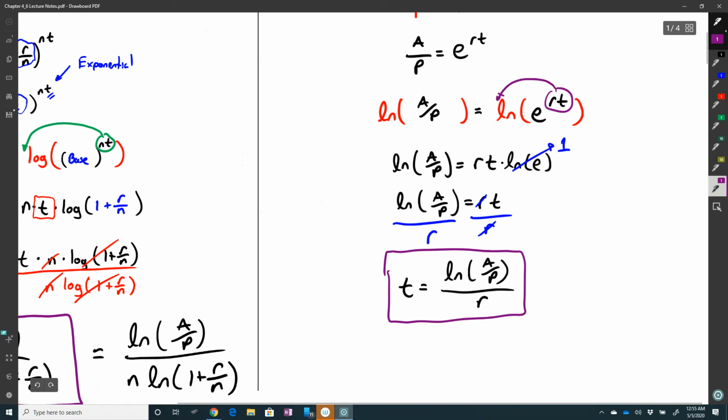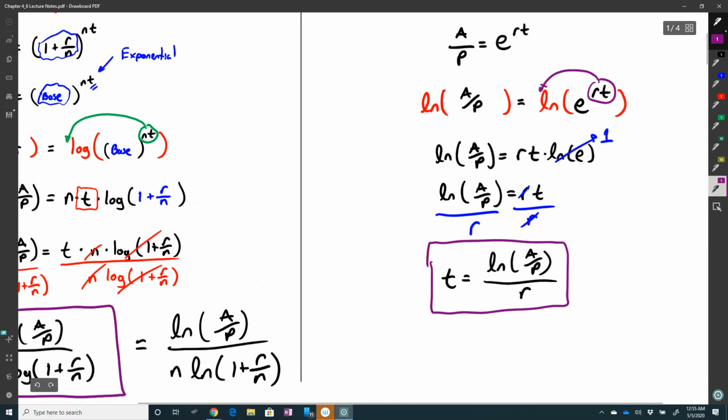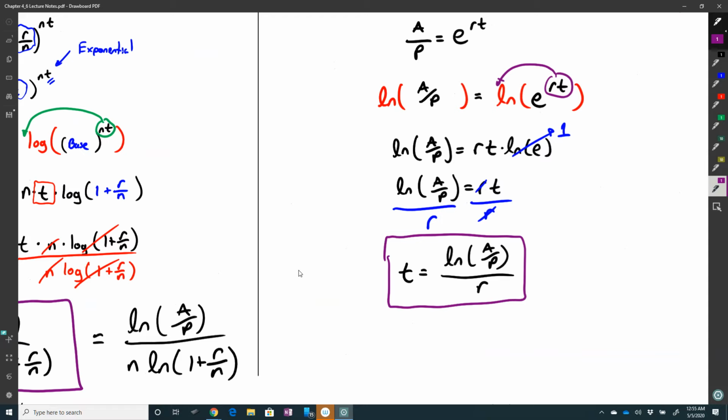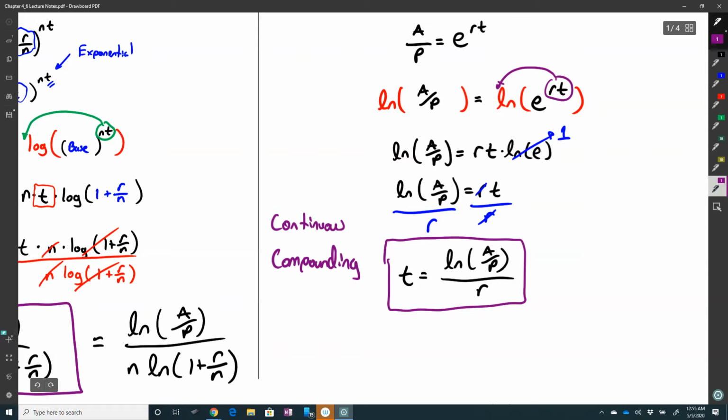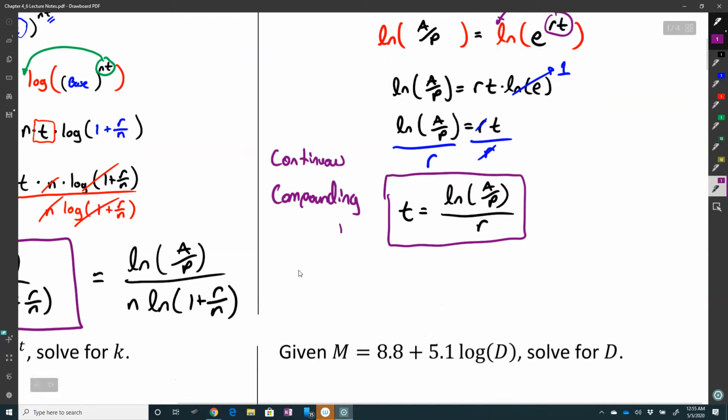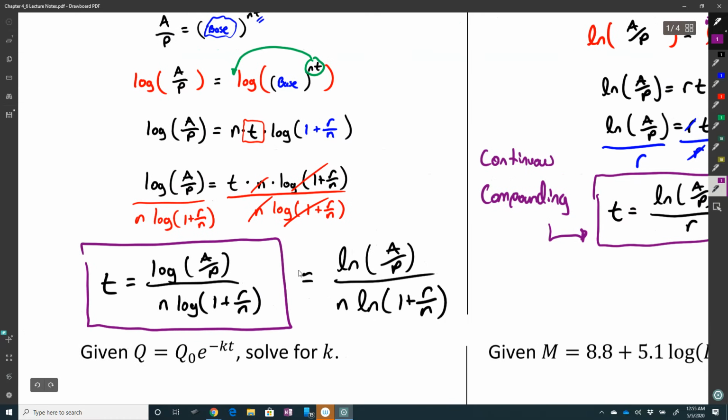So basically what we have here are formulas. Whenever you're doing continuous compounding, some people hate solving so much that they tend to memorize these. When you're doing continuous compounding, there's a formula for t. If it's just regular compounding, there's a formula for t.